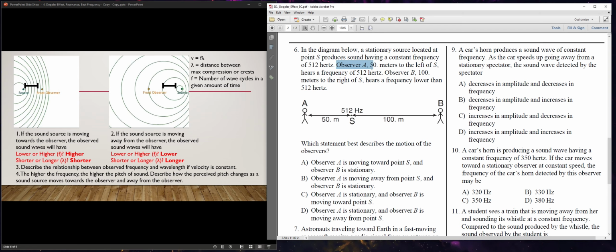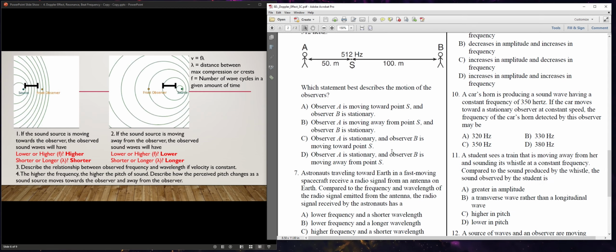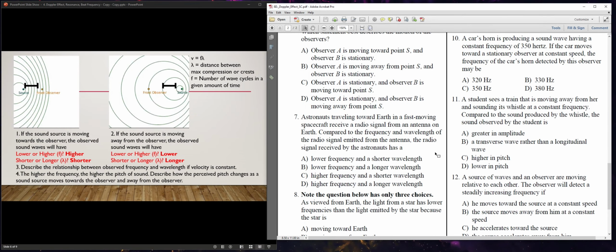So observer A, to the left of S, hears a frequency of 512 hertz. Well, if the sound source has a frequency of 512 hertz, and observer A hears the same frequency, he's not moving. He's hearing the same frequency of sound, so he's not moving. Observer B, on the other hand, hears a lower frequency. So what does a lower frequency have to do with? So I would take a look at this slide again. So that's number 6. I would take a look at that slide.